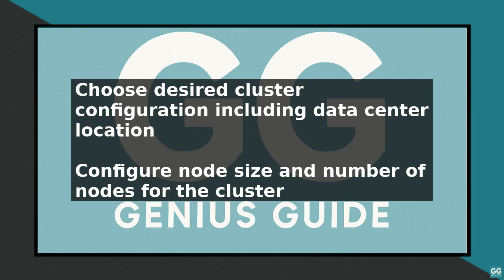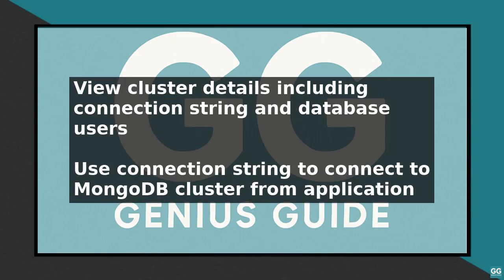After your cluster is created, you can view its details, including the connection string and any database users you created. You can use the connection string to connect to your MongoDB cluster from your application. To manage your MongoDB cluster, click on the Databases tab and select your MongoDB cluster from the list. From the Database Details page, you can view metrics, scale your cluster, and manage database users.